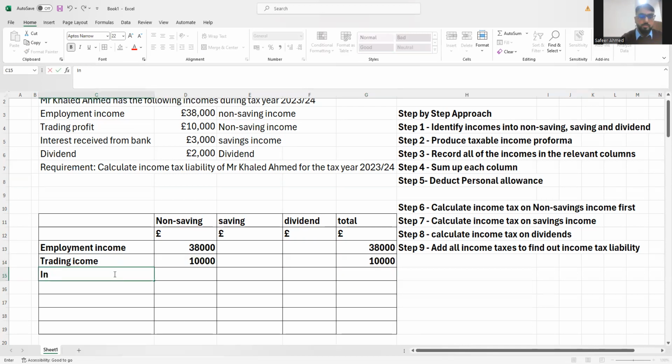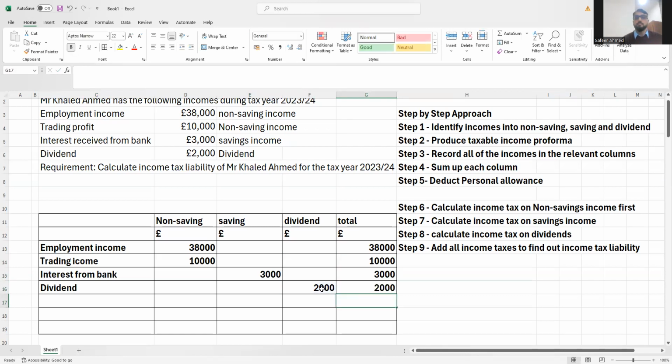Then you have interest received, or interest from bank. Remember, this is your savings income, so it will go under the saving income column, which is 3,000. And of course, this will go into your total column as well. Then you have dividend, and of course, it will go under the dividend column. So dividend is 2,000, and this will go into your total column as well. So you have recorded all of the incomes in the relevant column. That's your step 3 done.